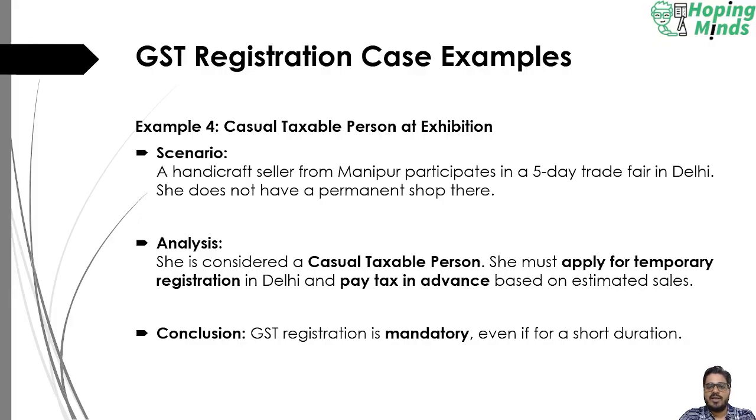She has to pay taxes in advance based on her estimated sales. The registration obtained by her will be valid for 90 days and it shall further be extended for a period of 90 days. Hence, in this case, GST registration is mandatory as per section 24.